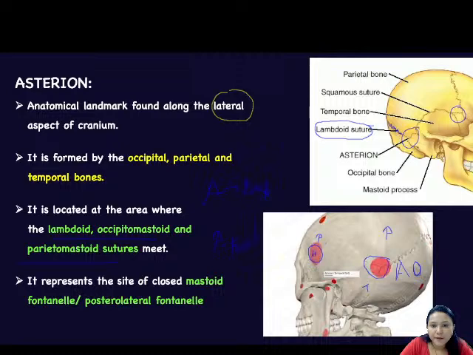ठीक है? So it represents the close site of mastoid fontanelle और इसको भी हम बोलते हैं posterolateral fontanelle. ठीक है? अभी posterolateral fontanelle जब ossify हो जाएगा उसी को हम लोग बोलेंगे asterion. ओके, उसी को हम बोलेंगे asterion.